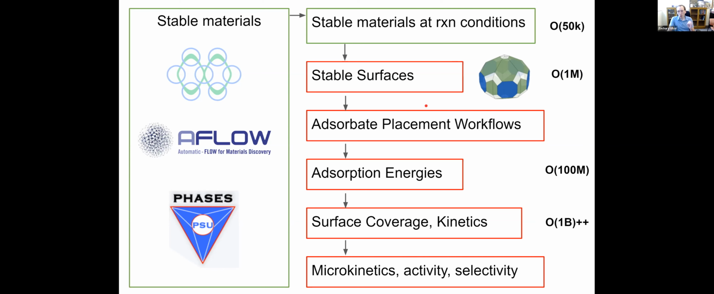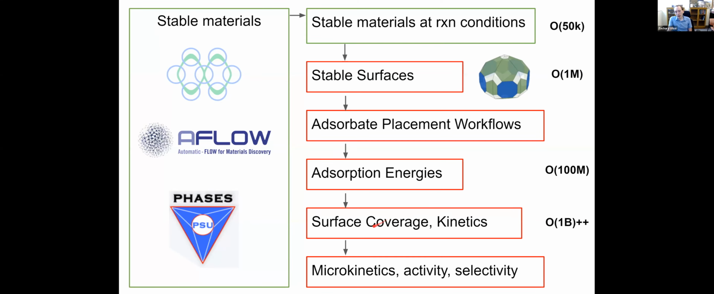When it comes time to start placing adsorbates, there are a lot of different adsorbate workflows. Most of them don't work amazing yet. It's not very mature. There's a lot of work in this area right now. After we think of all the different ways we can place an adsorbate on the surface, we often have order millions or tens of millions or hundreds of millions of possibilities that we might want to screen in order to understand activity across a very wide material space.